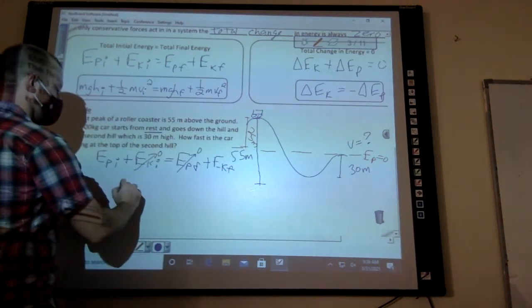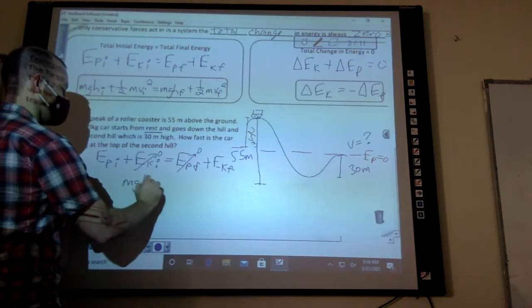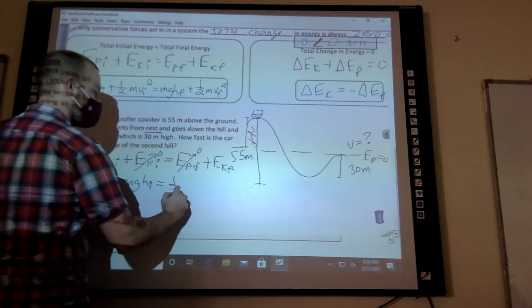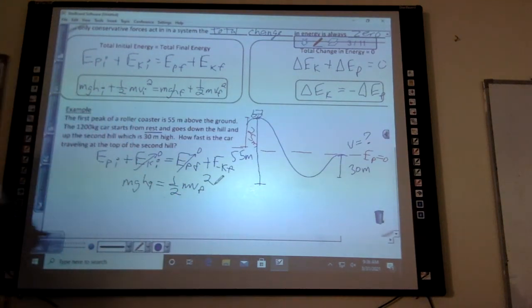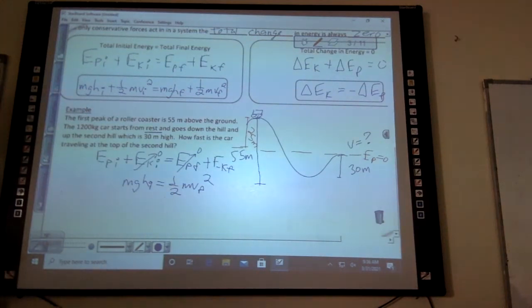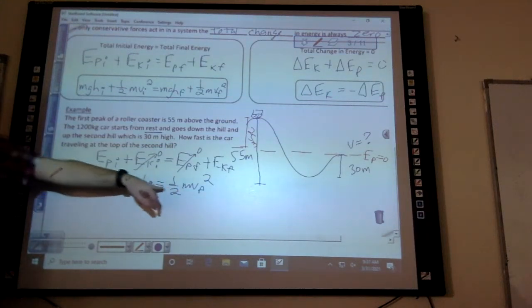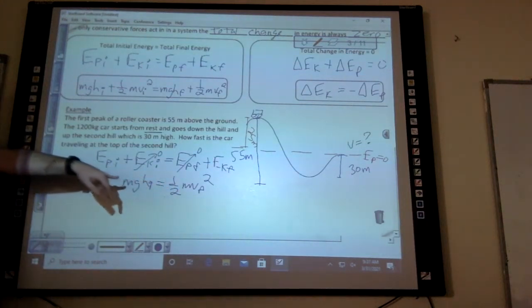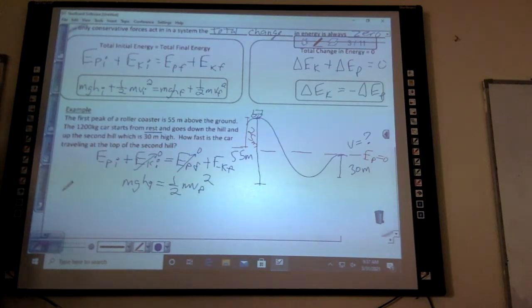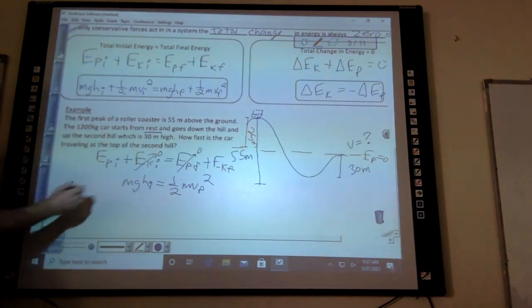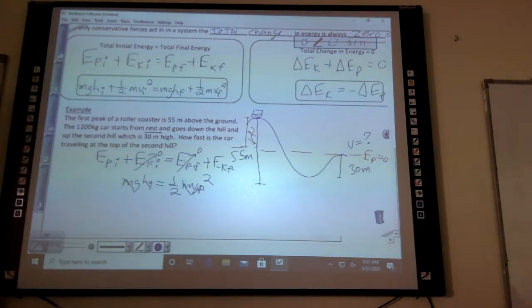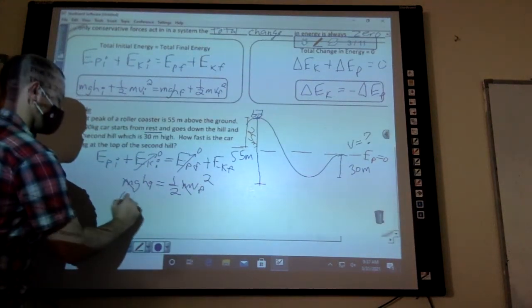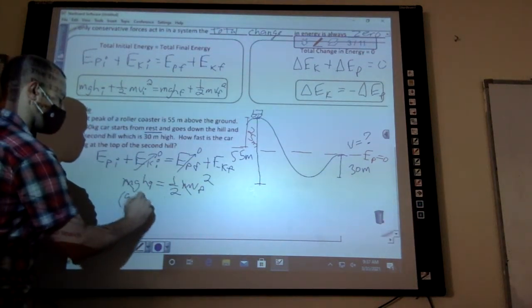Not too bad. So MGHI equals a half MVF squared. Now at this point, you can plug in the numbers and solve it. But I can do a little bit of simplifying here. Both sides have a mass. I can just cancel them out. If you don't recognize that, that's okay. But sometimes they won't give you the mass. So you could put the masses in there. You'd get the same answer. Wouldn't be too difficult. But this just makes your life a tad bit easier.